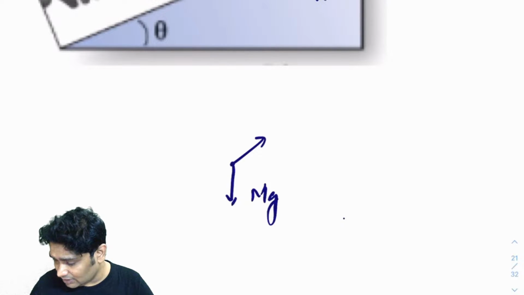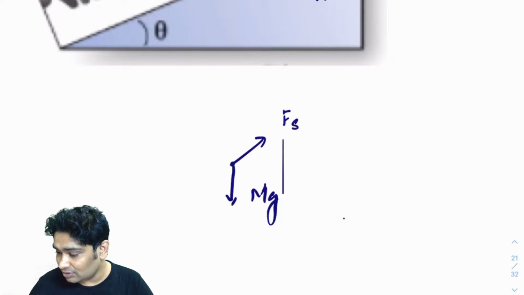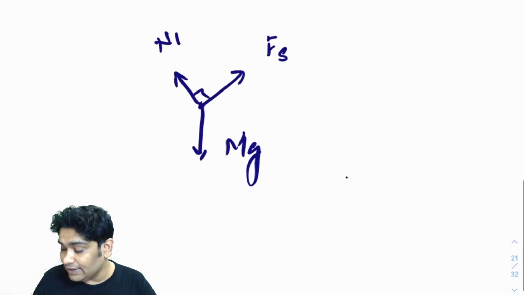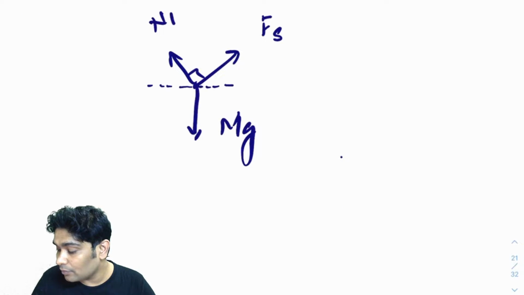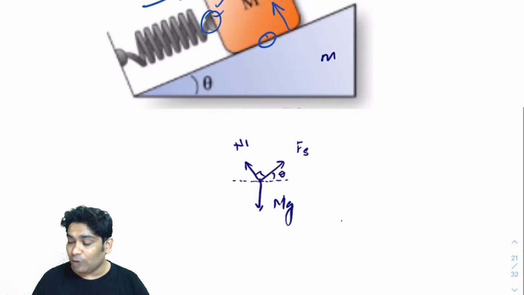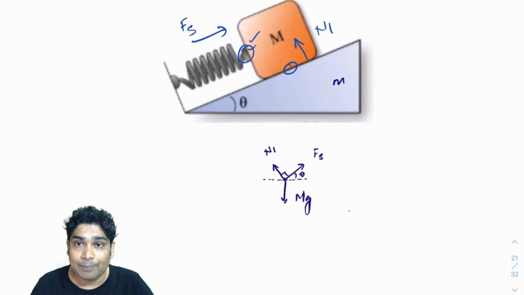Why does this keep drawing these lines? So then you have a spring force. And finally you have a normal reaction. I'm calling it N1. So this is 90 and this angle would be theta. So this is the free body diagram of capital M.